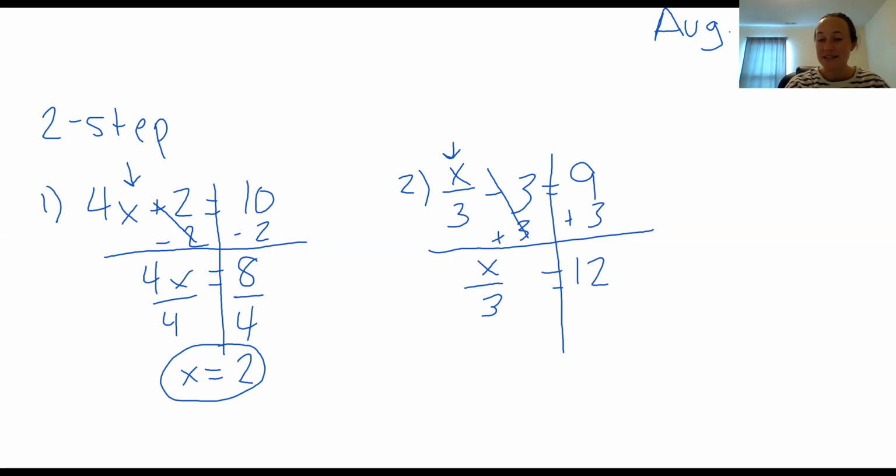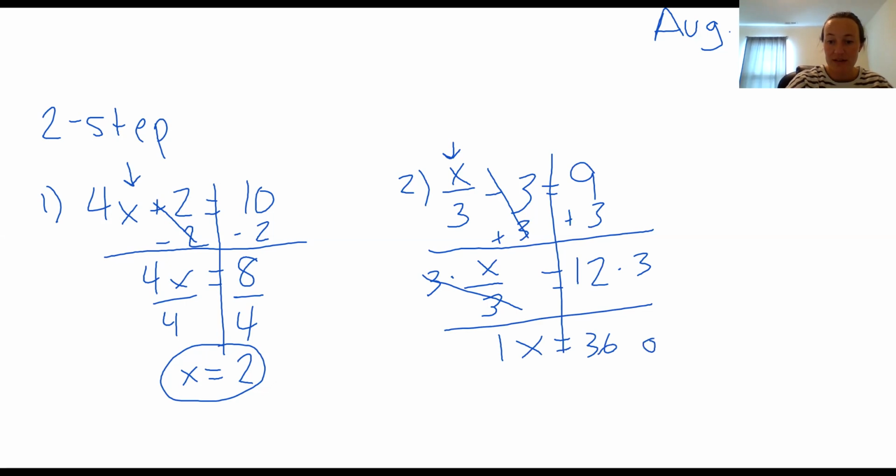X still isn't by itself right now. It's still getting divided by 3. So let's undo that. The opposite of division would be multiplication. I multiply by 3, multiply by 3. This goes to 1. So I'm left with 1x. If you want to put the 1 there, you can. Equals 12 times 3 is 36. Here's my answer. Again, you can write it like that, or if you just want to write it as x equals 36, that's normally how I do it, but it's your choice.